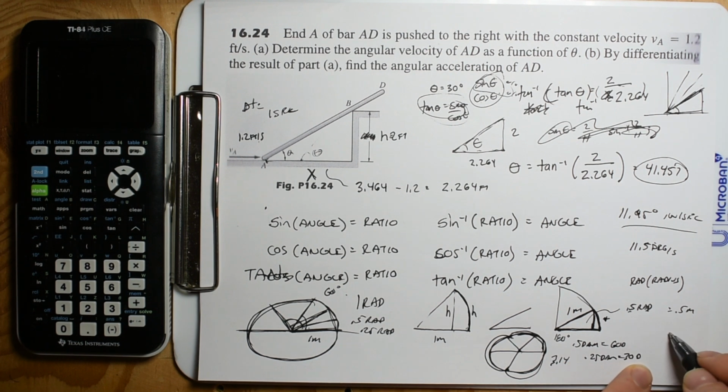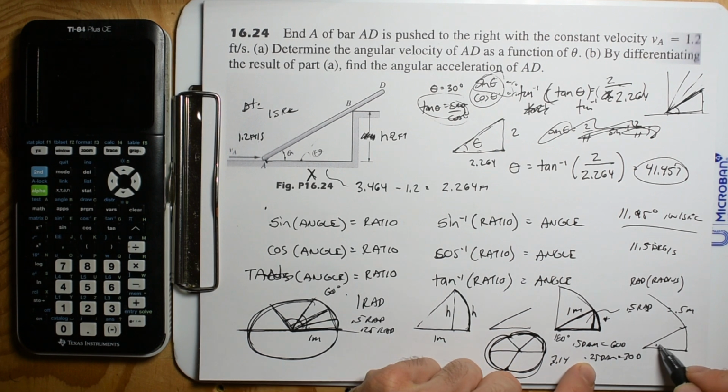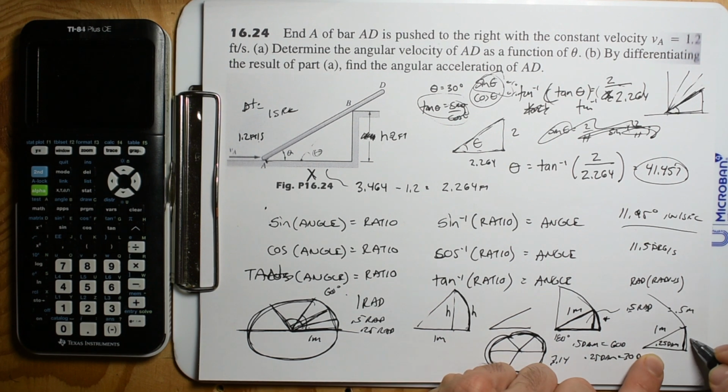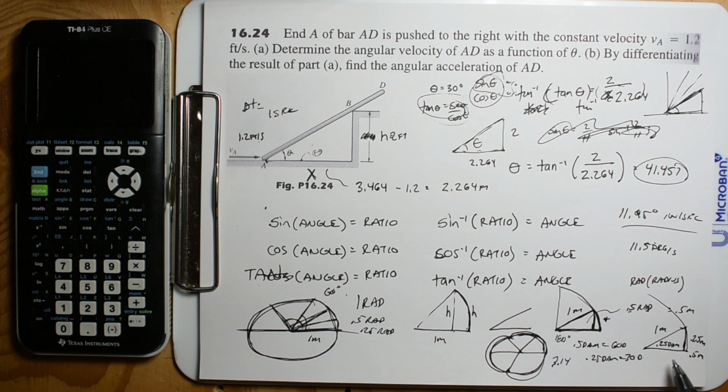But if we have a circle and we swipe out 30 degrees and we call this 0.25 diameters, but the actual radius is 1 meter, this height doesn't magically become 0.25 meters. It's still 0.5 meters.